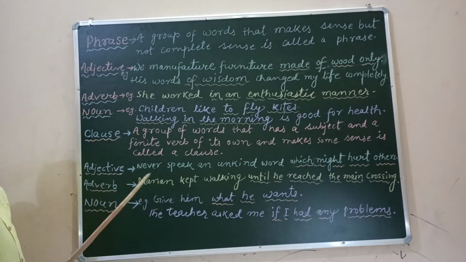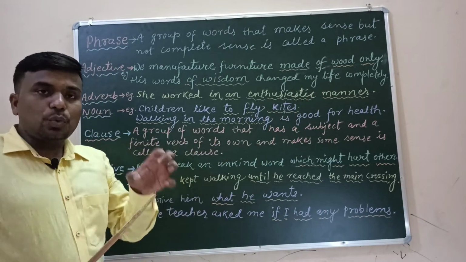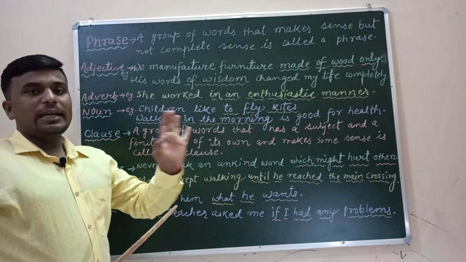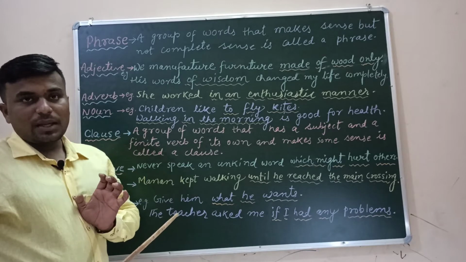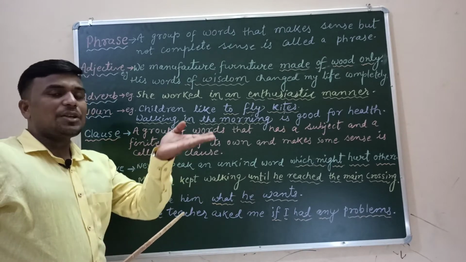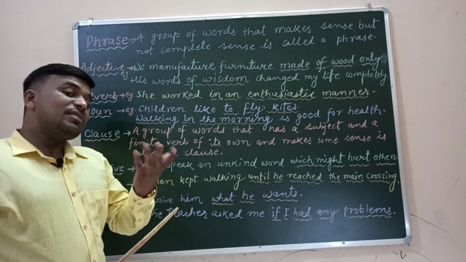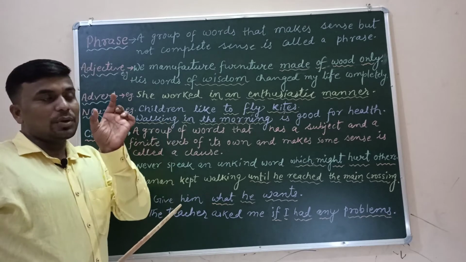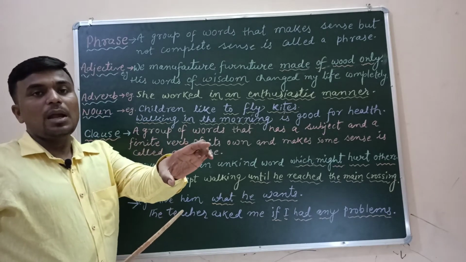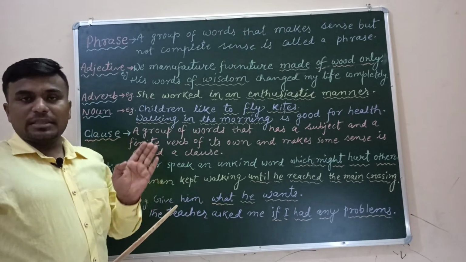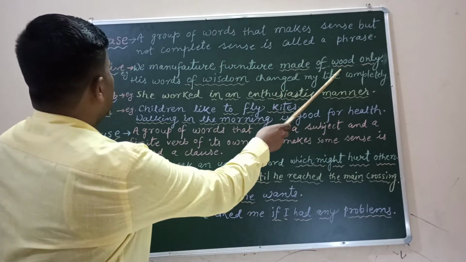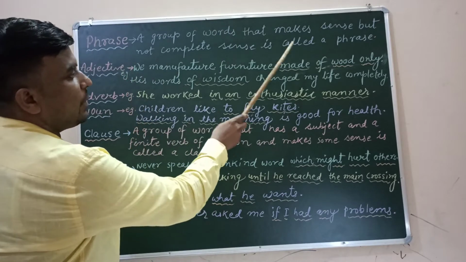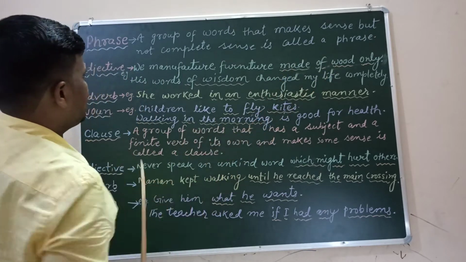Finite verbs are those verbs which are controlled by the subject or tenses. For example, he writes a letter. He is writing a letter, he has written a letter, he has been writing a letter, he wrote a letter. So write is the finite verb as it is controlled by the subject or tense. In a phrase there won't be any finite verb or a subject.